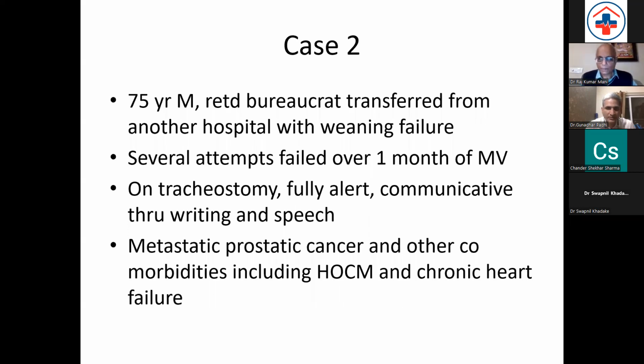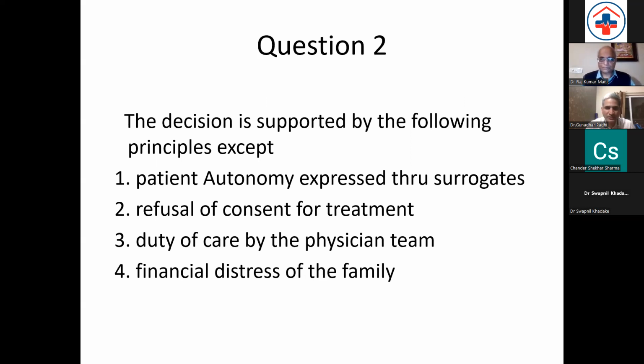Sir, can I interrupt here? So one question in the chat box, if suppose the outlook is good, but the family is not able to afford it. So what does the ethics say at that point of time? How do we proceed in such kind of cases? So one question is asked by Dr. Girish. Very, very important, Girish.